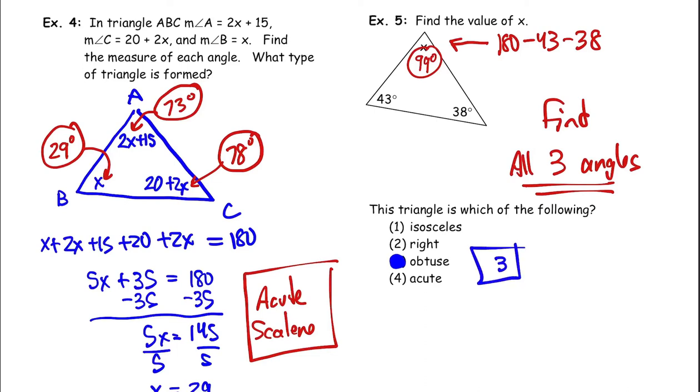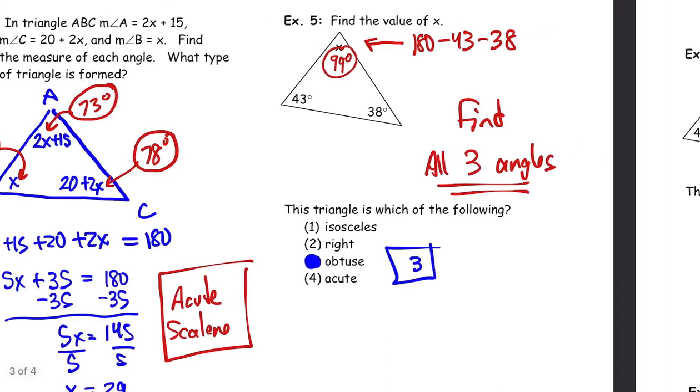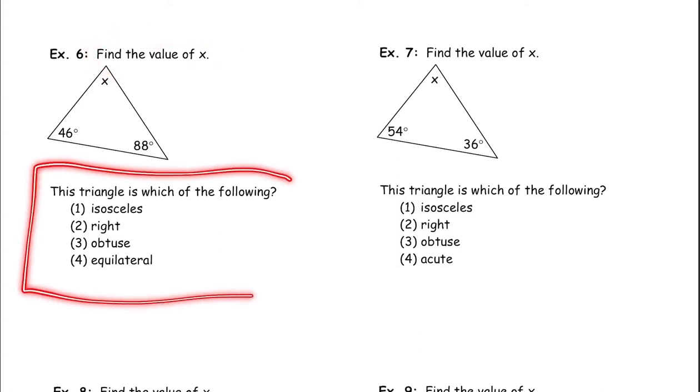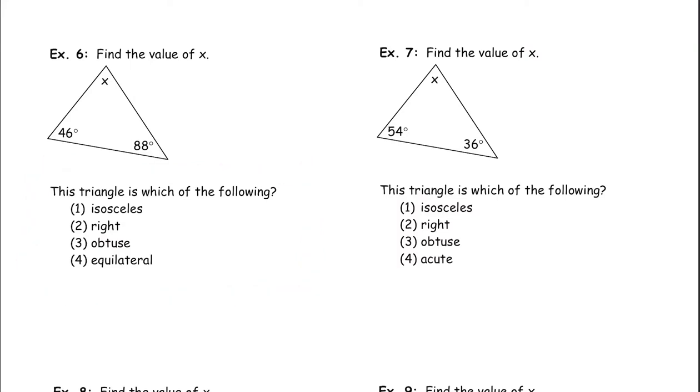Okay, let's move on to the last few examples here. This will go kind of quickly because I want to emphasize this type of problem. Example 6, again, find the value of x, then state what type of triangle it is. Now, usually it's not going to tell you to do this first. You just need to kind of know ahead of time. The problem will usually start with this. What type of triangle is it? And this won't even be here. So always, always, always find the third angle.